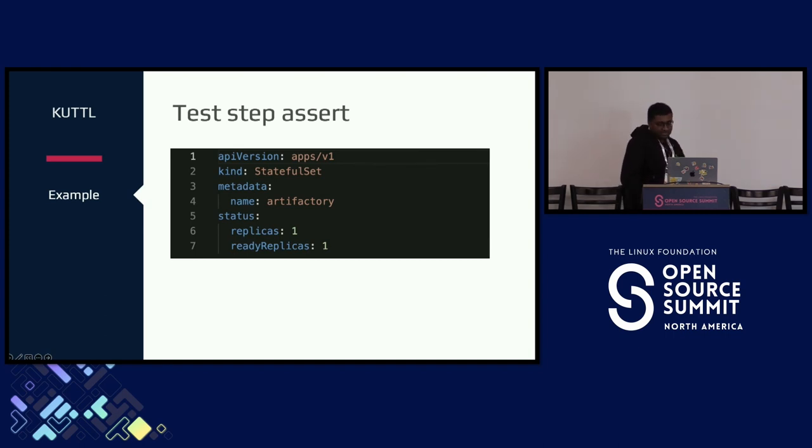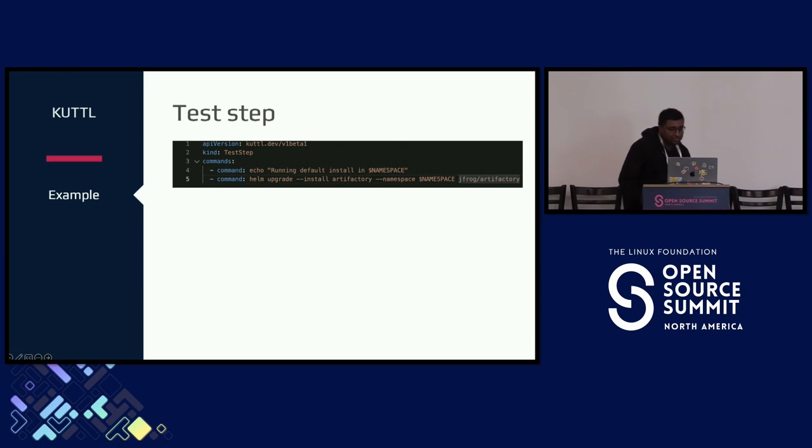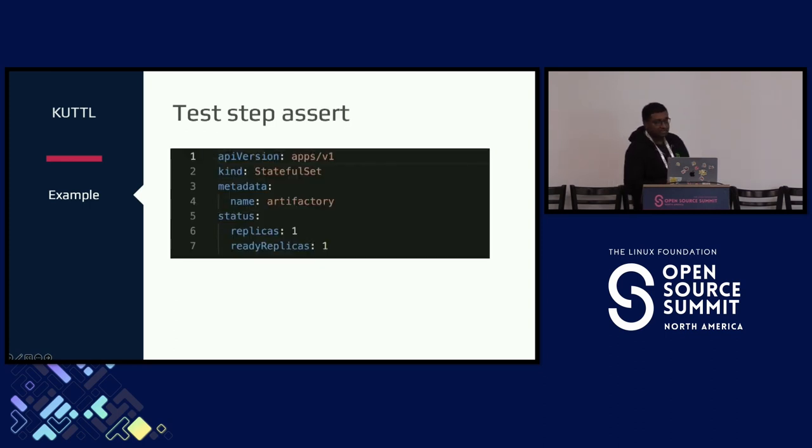Next is the assertion step. Before I go there, I would want to explain what I'm doing in a test step. I'd like to install a stateful set application, and assert that the stateful set application actually comes up after the install. This is more like an install test that I'm doing as part of my demo. As part of the assertion, the API version is v1, it's a stateful set application. Then I would verify the ready replicas as one. Since I'm launching one replica in the test step, I would also expect the desired state to be one replica.